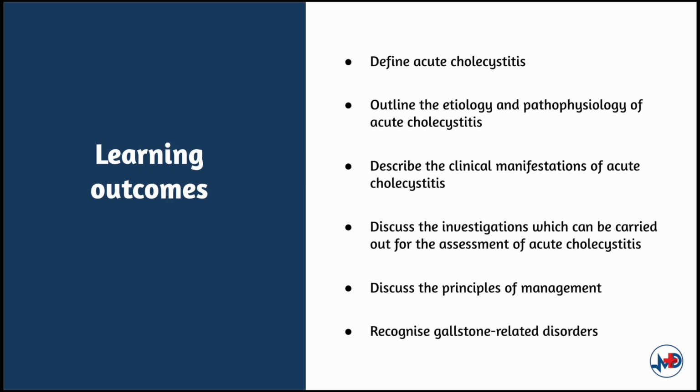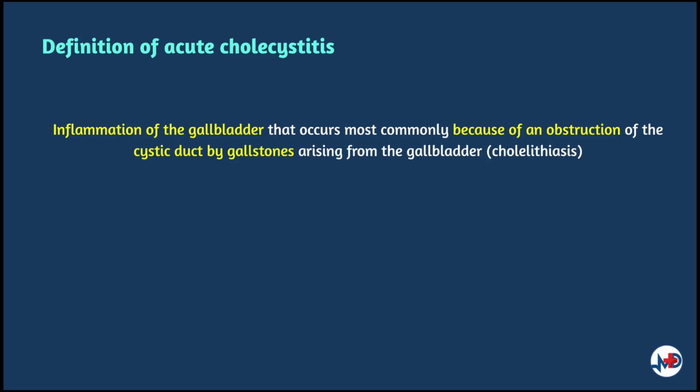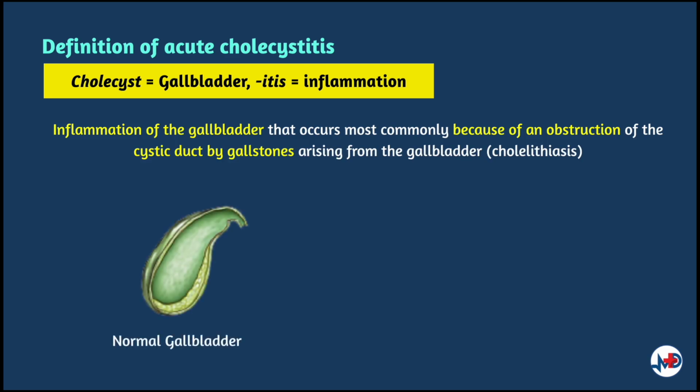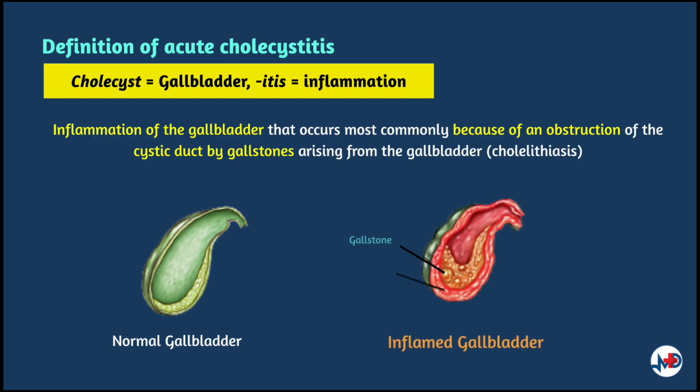Let's get started. So what is acute cholecystitis? The term acute cholecystitis is derived from the Greek term cholecyst, which means gallbladder, and itis, meaning inflammation. Cholecystitis is the inflammation of the gallbladder that occurs most commonly because of an obstruction of a cystic duct by the gallstones arising from the gallbladder itself, which is known as cholelithiasis.